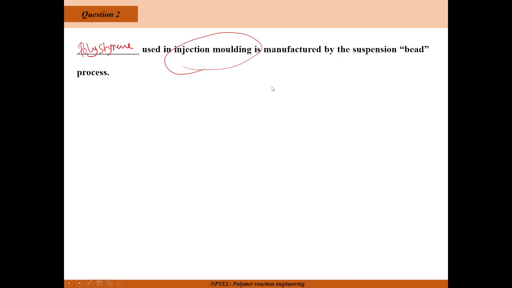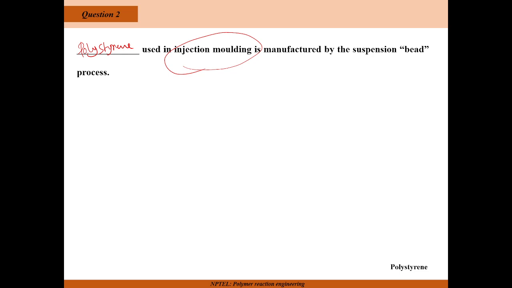The next question that we discussed was: dash is used in injection molding and is manufactured by the suspension bead process. In general we can say plastics are used in injection molding. But specifically, according to the lectures, it is polystyrene. So polystyrene is used in injection molding and is manufactured by the suspension bead process.